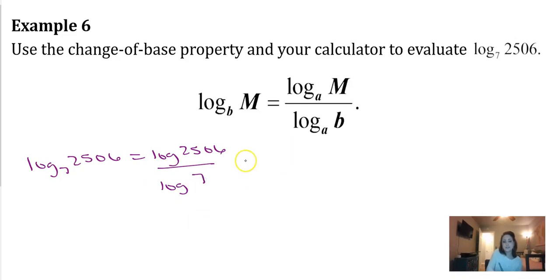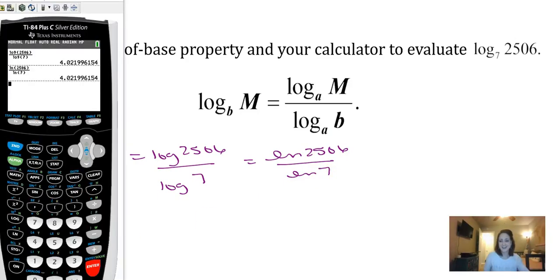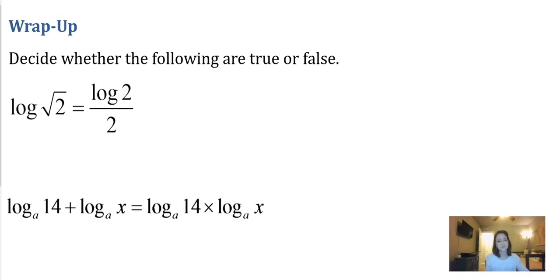Okay, and this should be the same as, and if I chose a base other than 10 as well, like base e, this should be the same as ln of 2,506 over ln of 7. Let's check it on our calculators. All right, so I typed them in the calculator here, and you can see that you get the same thing for both ratios.